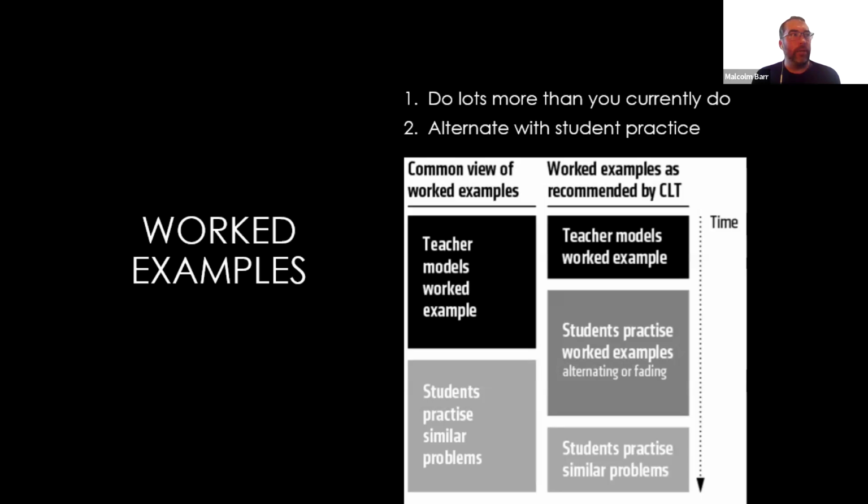And you'll see there it says alternating or fading. What we should be doing is going backwards and forwards between the teacher doing a worked example and the students doing a similar problem. And the fading is talking about how we can reduce the amount of work that we put into the examples that prompts them. So they're getting more and more towards doing it all on their own.